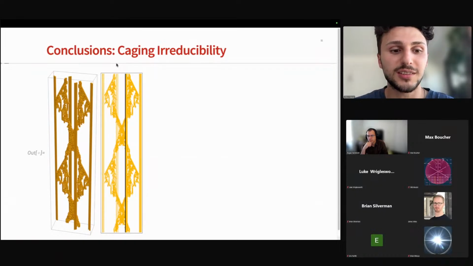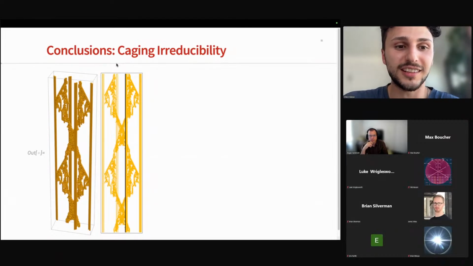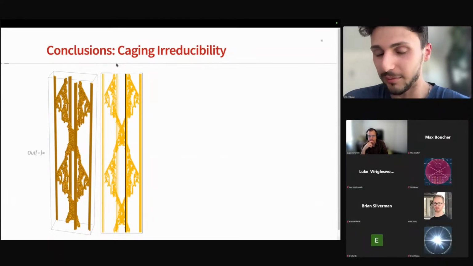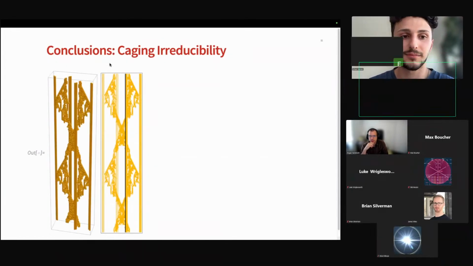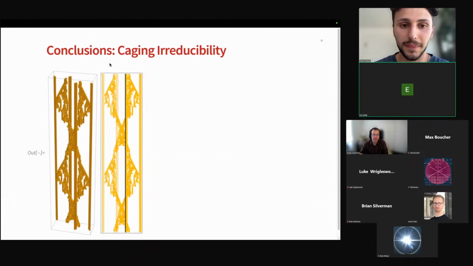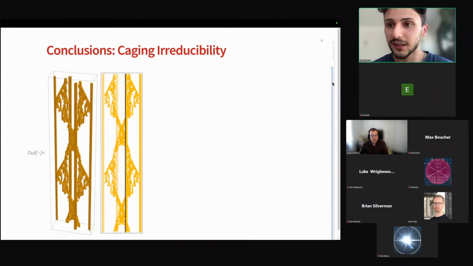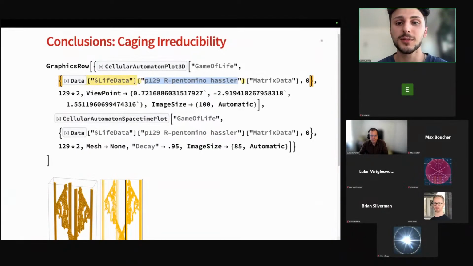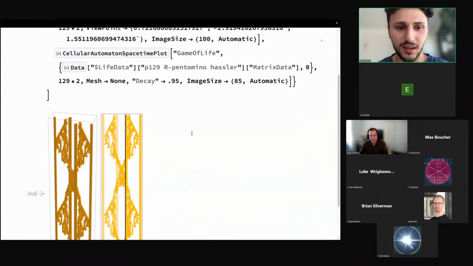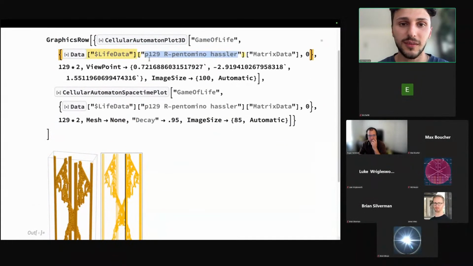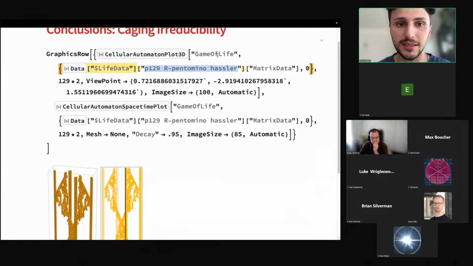I was actually hoping to do some live coding because it's more exciting, but maybe we can do that after as well. Yes, that was one of the discovered ones where somebody put it in a cage or something to try to get it to do what they wanted. So this particular one is an RP129 R pentomino Haslett. But I actually don't know exactly what this one is meant to do.